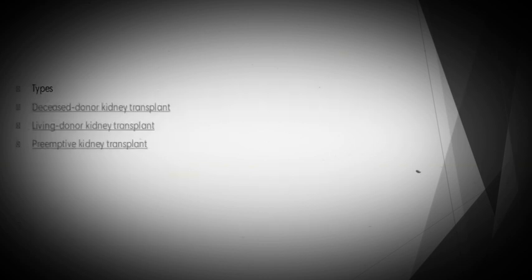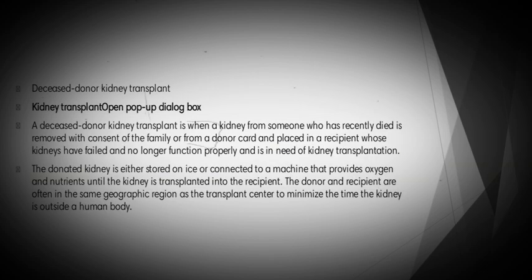Types. There are three different types: deceased donor kidney transplant, living donor kidney transplant, and preemptive kidney transplant. Deceased donor kidney transplant. This is when a kidney from someone who has recently died is removed with consent of the family or from the donor card and placed in a recipient whose kidneys have failed and no longer function properly and is in need of a kidney transplantation. The donated kidney is either stored on ice or connected to a machine that provides oxygen and nutrients until the kidney is transplanted into the recipient.